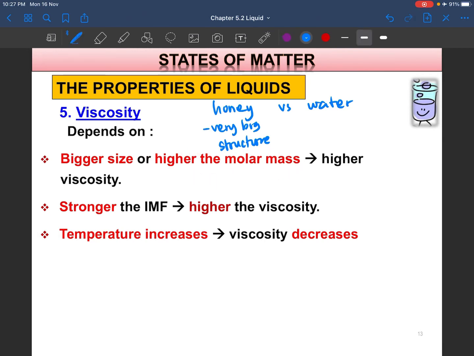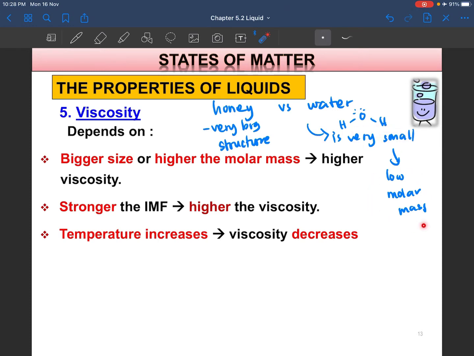Okay, tapi untuk water kita tahulah the water molecule HOH ni je kan. Okay, so water molecule is very small. Okay, so that means dia ada low molar mass juga. Molar mass dia sikit je, 18 je kan. 16 tambah 2, 18 gram per mol. Okay, so lagi kecil molekul tu ataupun lagi rendah dia punya molar mass, that means lagi senang dia untuk flow. That means low viscosity lah. Tapi kalau the structure is very big, the molar mass is also big, that means dia susah nak flow, high viscosity.